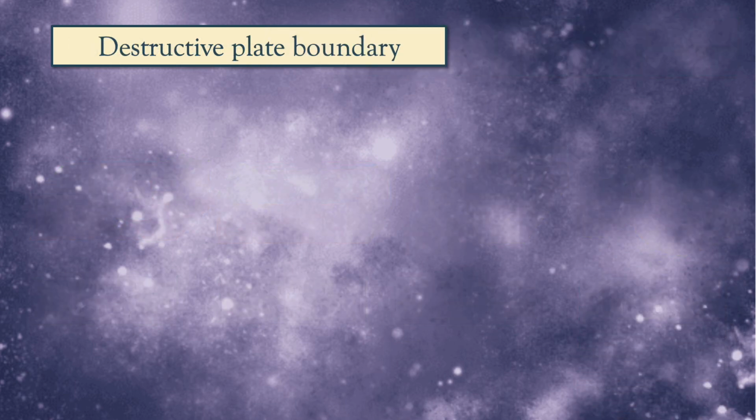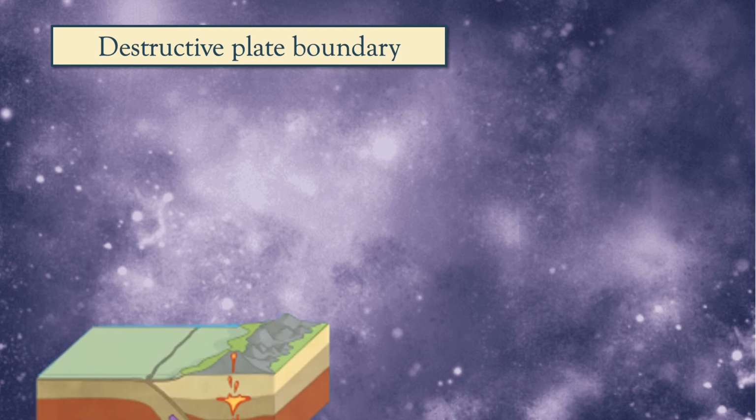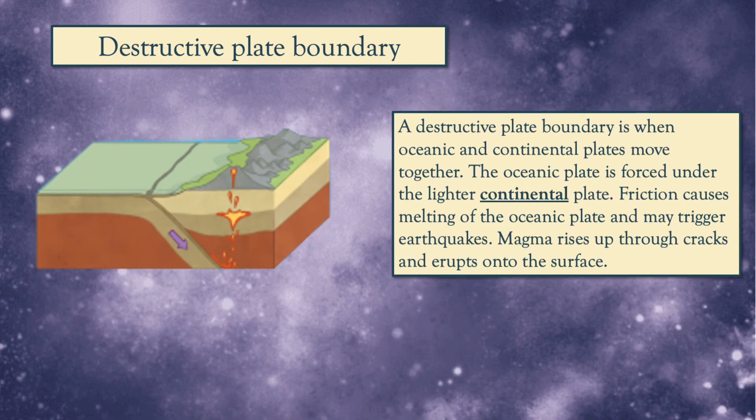The first one is a destructive plate boundary. This is when a plate which is sat with water on top of it moves into a plate which is a continental plate. The water plate is forced underneath the continental one. This causes a lot of friction, which may trigger an earthquake, but it also pushes magma up through cracks and through volcanoes on the surface of the Earth.